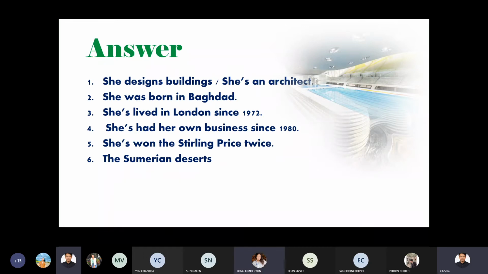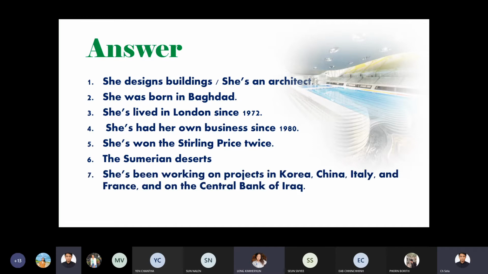And number seven, what has she been doing recently? She has been working on projects. Yeah, she's been working on projects in Korea, China, Italy, France, and the Central Bank of Iraq. All right, guys. So you see, these questions are not difficult at all. Super easy for you to answer. And do you have any question about this?